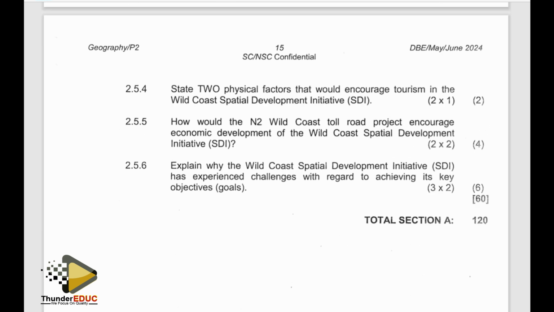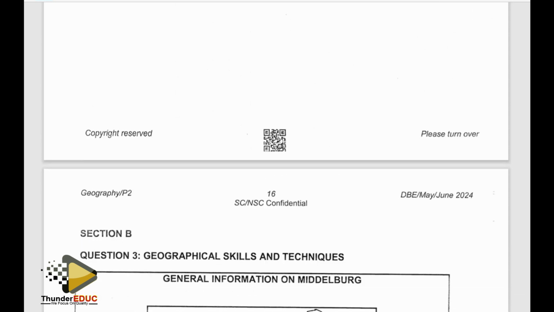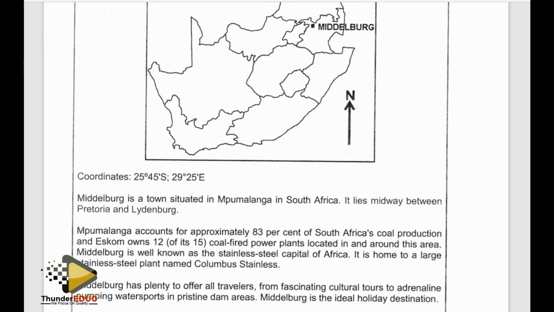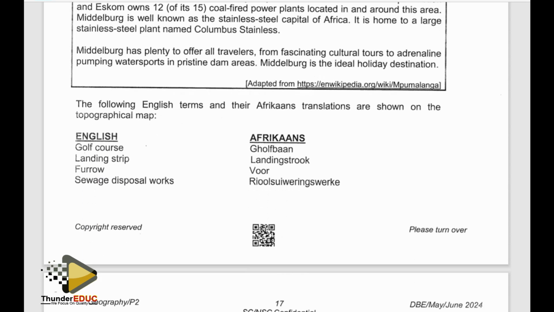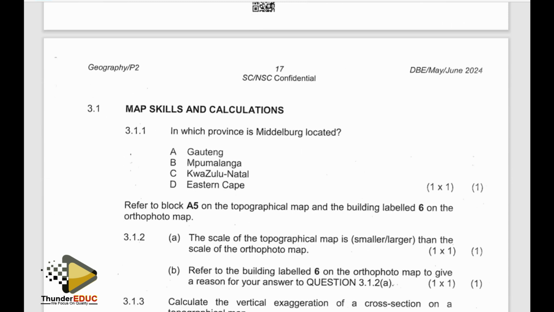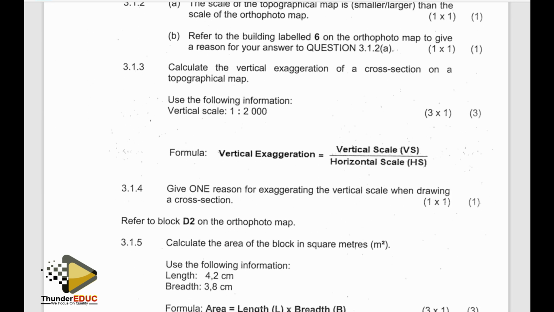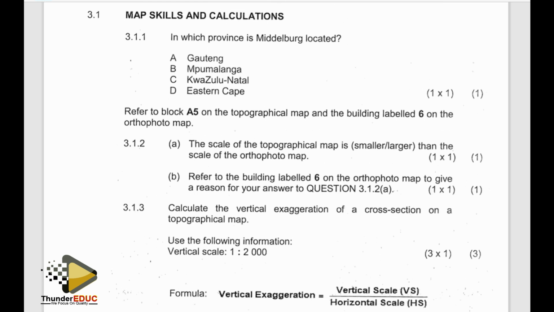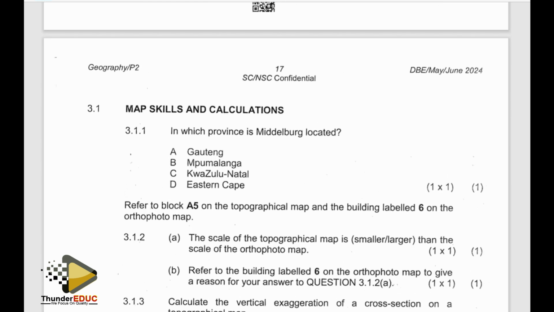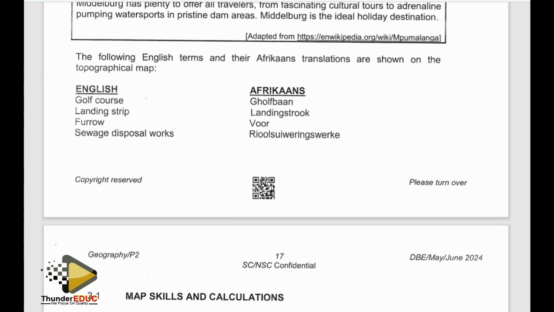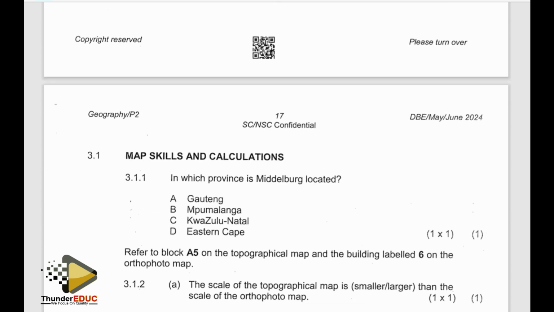Right, that's basically our first section of the paper, which is section A. The second question, on economic geography of South Africa, has 60 marks, with map calculations. Unfortunately for this presentation, we do not have the Middleburg map, but I'll just take you through some of the questions to give you an insight of how you can attack some of the questions in general. Then we will have another presentation specifically based on the map once the map is in place.